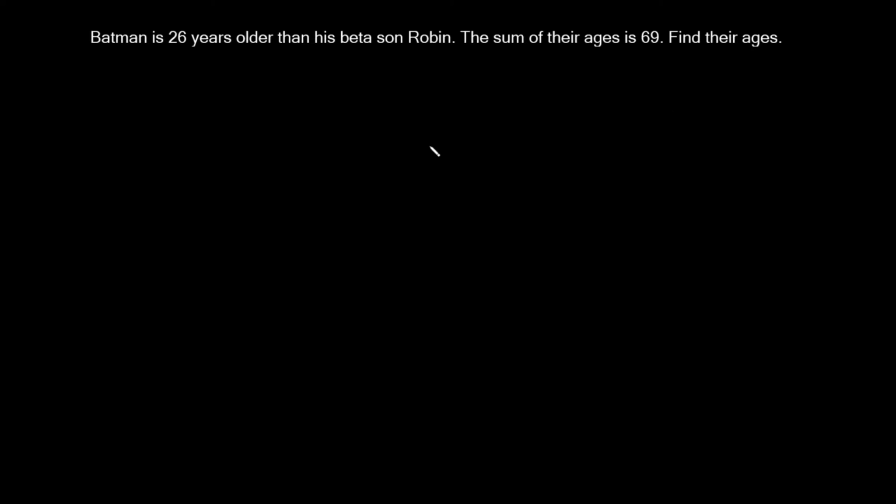Find their ages. Okay, so we obviously don't know Batman's age or Robin's age, right? So since we don't know those, we can just abbreviate those with a variable. So Batman, we'll just abbreviate with a B, and Robin will abbreviate with an R. Okay, so we're just trying to find relationships between their ages, Batman and Robin's ages, right? So here's a relationship. It says the sum of their ages is 69. So that means if we add Batman's age to Robin's age, it would add up to 69. Okay, so B plus R, right, Batman plus Robin's age, is equal to 69.